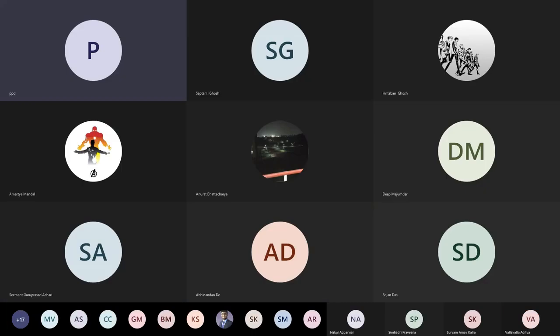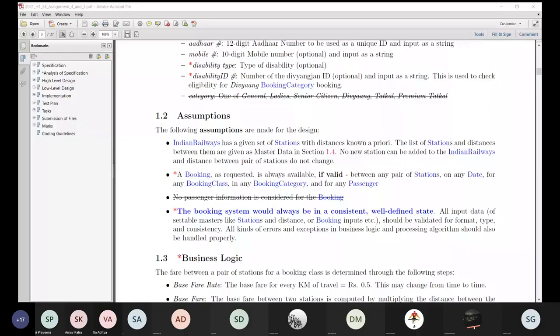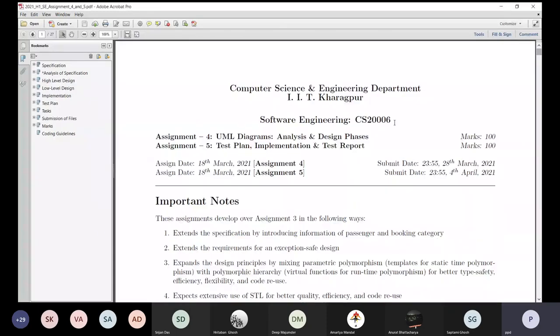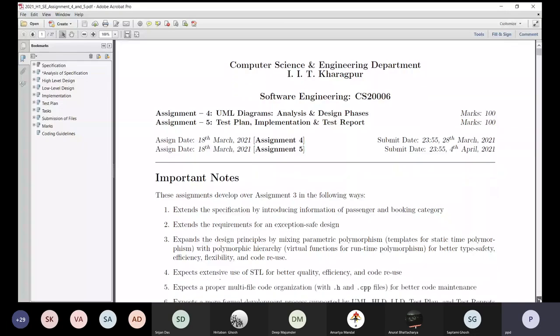You may have received the mail. You may not have got the time to actually go through. I think the mail went pretty late in the night. It is about your next two assignments. They have been released together in the same document. So you have assignment 4 and 5 released together, but obviously you have different submission dates.